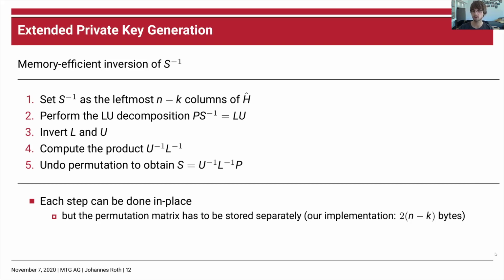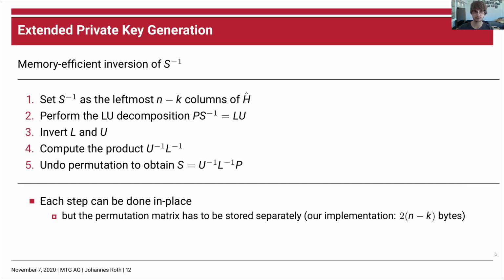So for our implementation, we need an array of 2 times n minus k bytes. So around 1.5 to 3 kilobytes, depending on the parameter set. And this is the only non-constant memory overhead of the inversion of S. So in the next step, we need to invert L and U. This is again done in place. So we overwrite the content of L by the inverse of L, and we overwrite the content of U by the inverse of U. This can be done since the structure is special, and the inversion basically amounts to backwards and forward substitution.